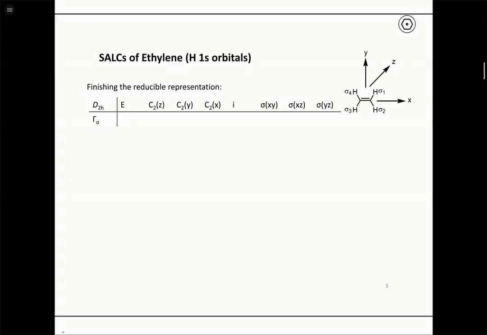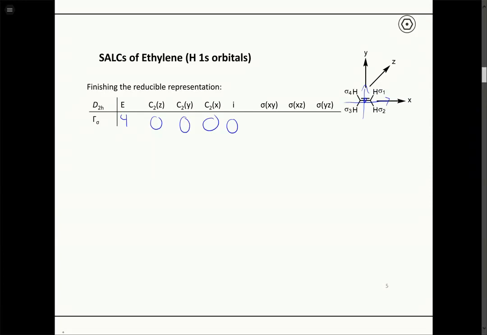And so if we finish off the rest of these operations, we said that the identity operation keeps all 4 of them in the same place, so the character is 4. C2Z moves all of them, and so do the rest of the C2s. These perpendicular C2s are also going to interchange all the orbitals with each other. None of them will stay in the same place. You're going to have characters of 0 there. Inversion does the same thing. The inversion center is right at the middle of the molecule, so you're going to invert 1 onto 3 and 2 onto 4 also, so that's a 0.